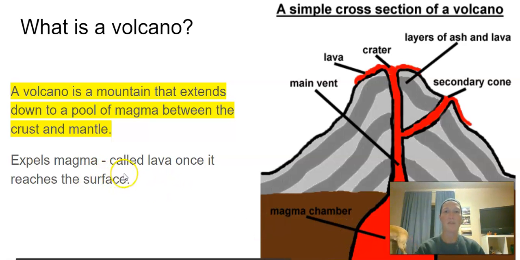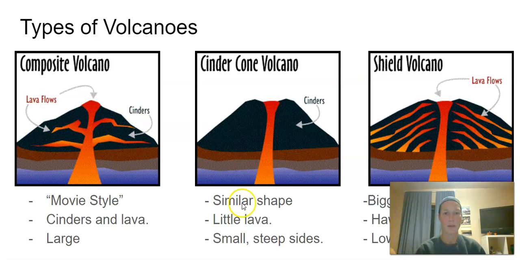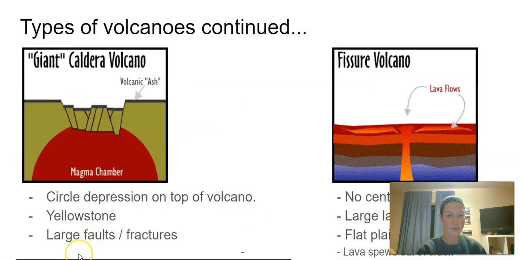Now, a volcano expels magma, and it's called lava once it hits the surface. Anytime it's underground, it's magma. Once it hits the surface, it's lava. Here's a little cross-section of a volcano. We've got the different layers of our volcano, the magma chamber. It's going to have one main vent, and sometimes we'll have secondary vents or a secondary cone, and we'll have layers of ash and lava that cool and harden over time to make the mountain even bigger.